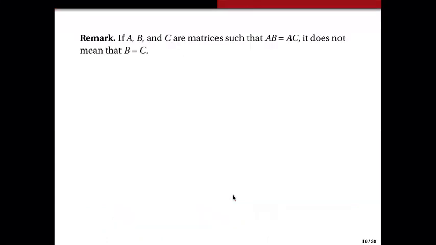Next, if you have matrices A, B, and C such that the product AB equals the product AC, it does not mean that B and C are equal. If A, B, and C are matrices such that AB equals AC, it does not mean that B equals C. This means that there is no cancellation law in the multiplication of matrices.